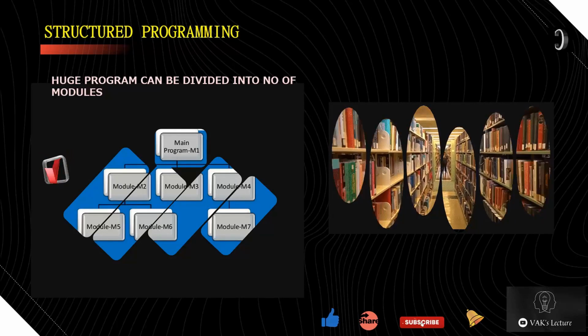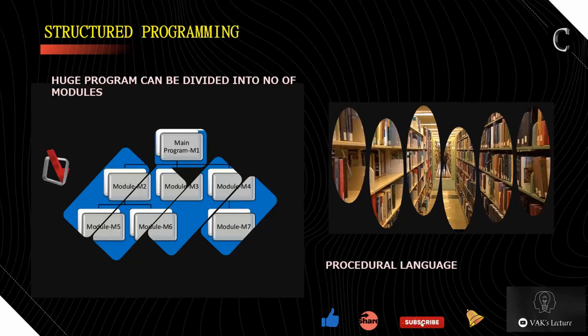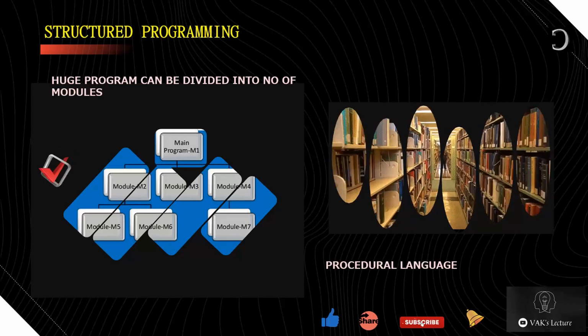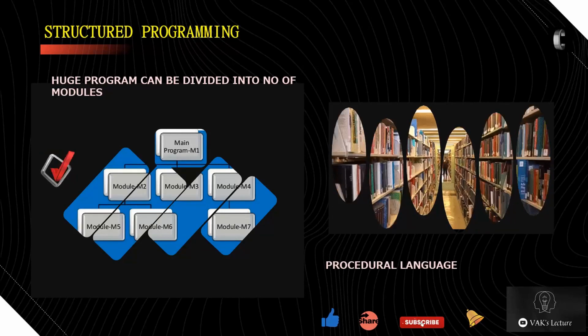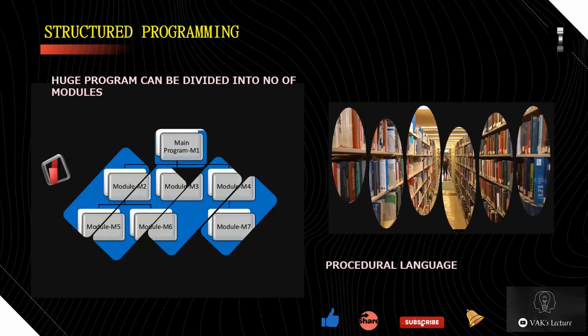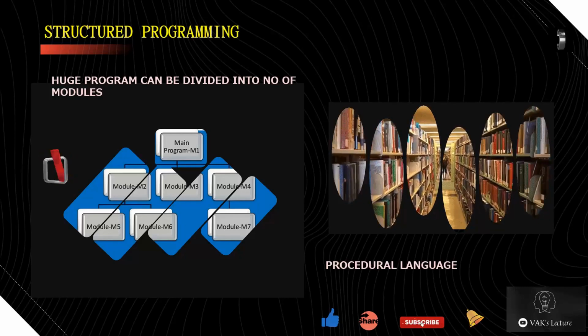Based on this, C language is also called a procedural language. These subprograms can be written by using the procedure, like what to do, when to do. All this can be done in a step-by-step manner. So, depending upon the procedure, the function or the subprogram can be executed.